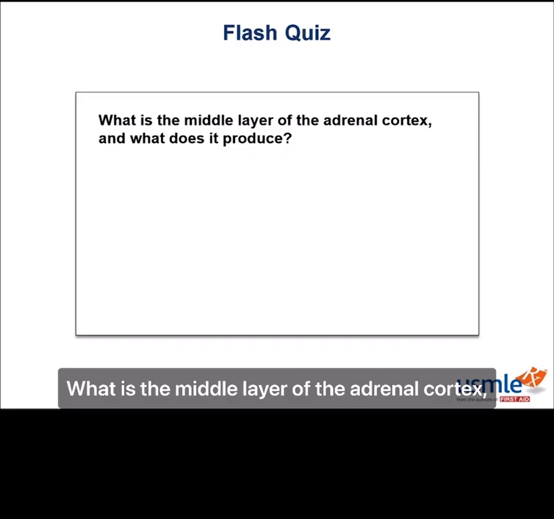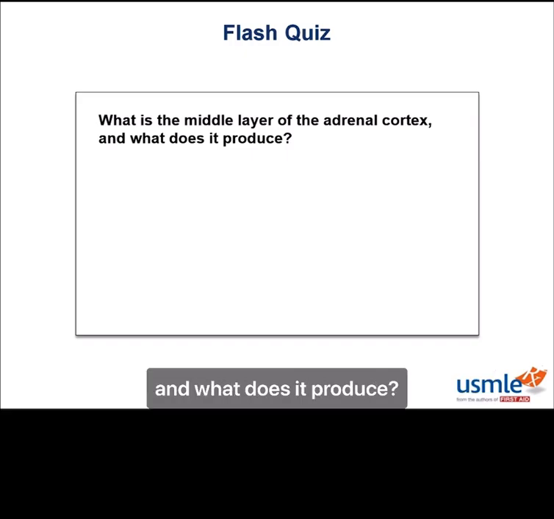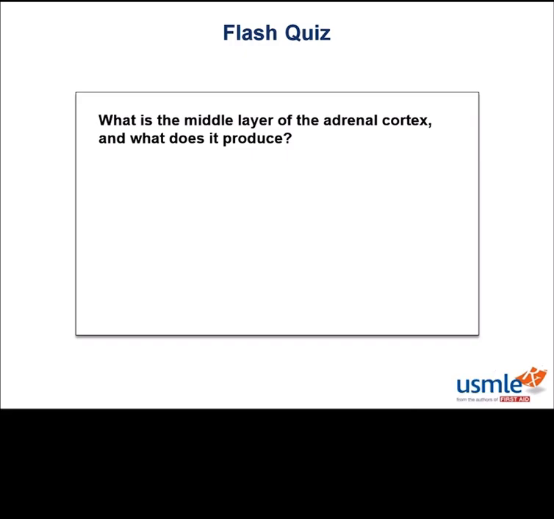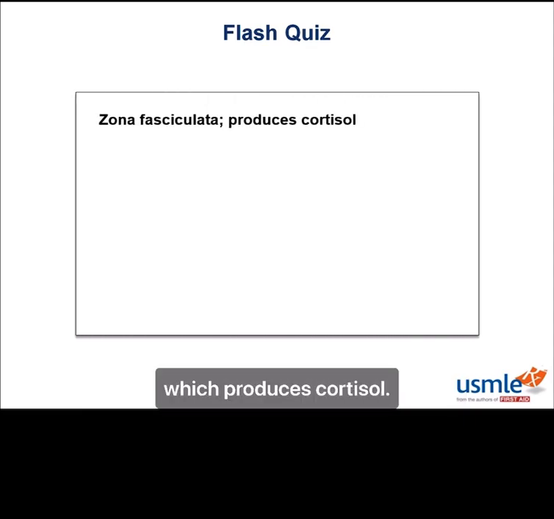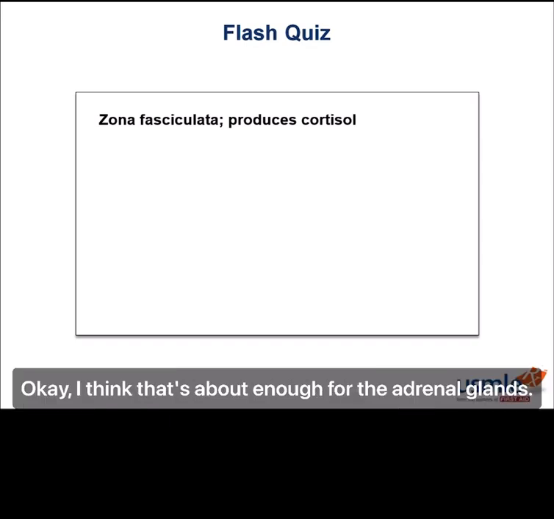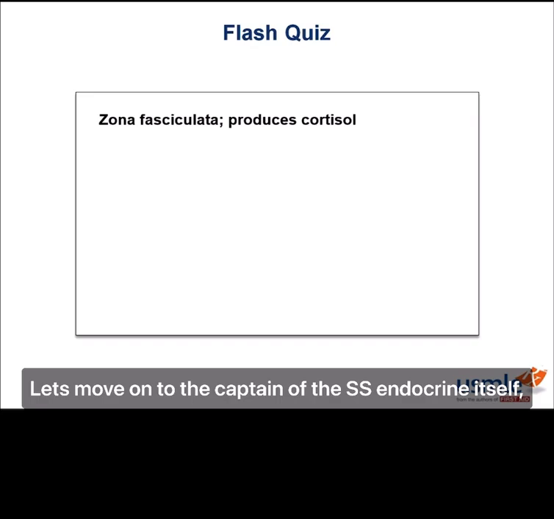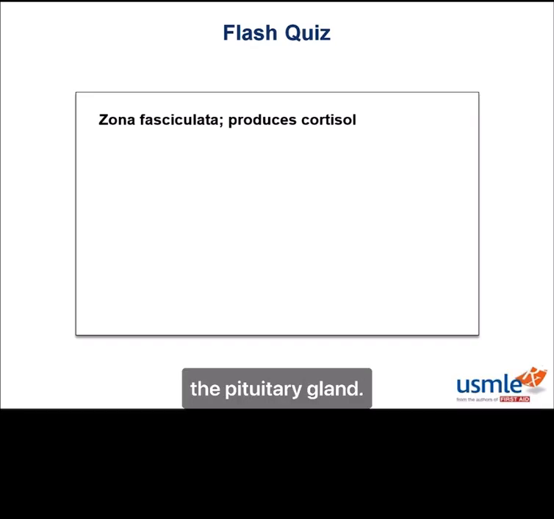What is the middle layer of the adrenal cortex, and what does it produce? And the answer is the zona fasciculata, which produces cortisol. Not so painful, right? Okay, I think that's about enough for the adrenal gland. Let's move on to the captain of the SS endocrine itself, the pituitary gland.